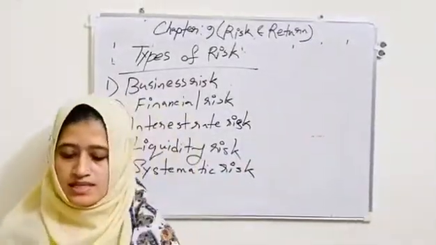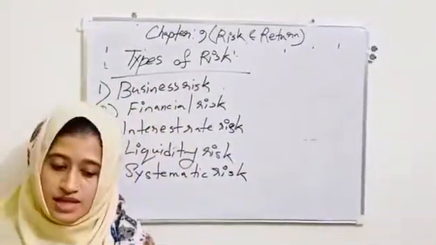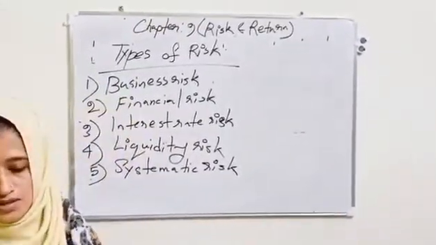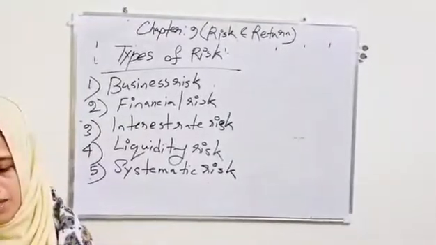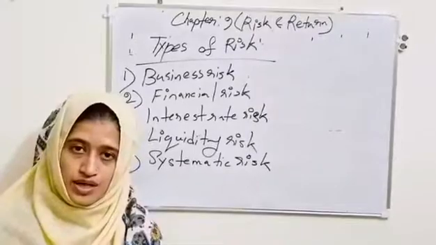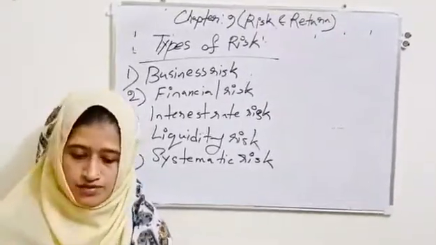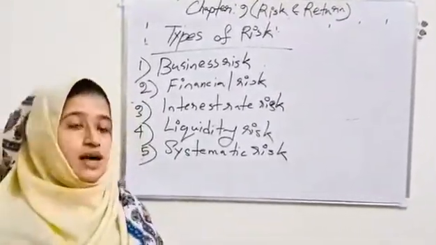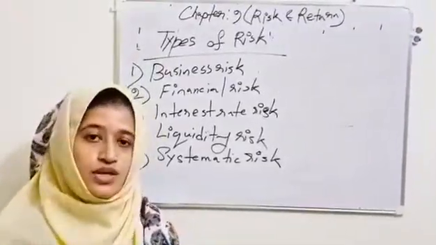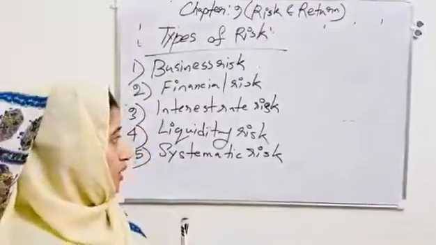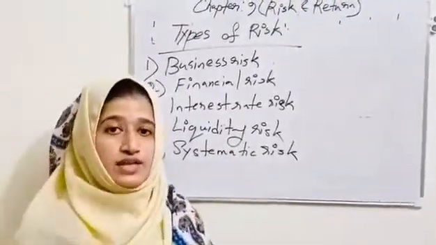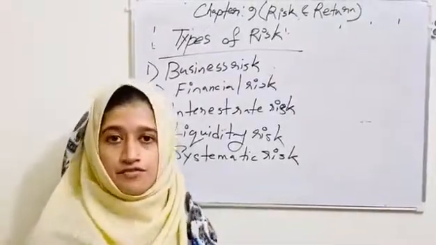Systematic risks is that part of the total risks that is caused by factors beyond the control of a specific company or individual. This type of risks is non-diversifiable. That means systematic risks are market risks, interest rate risks, inflation risks, which all are under market or system. We cannot change, we have to just face it.